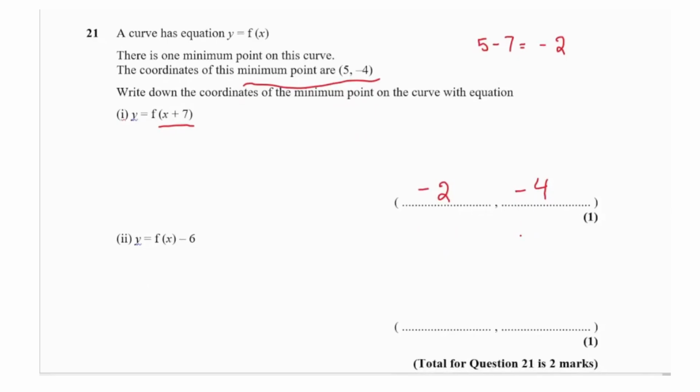Whenever we have f of x minus 6, it means there is a y change, so there's no change in x, the x value remains the same. And then we're going to do minus 4 minus 6, that gives us minus 10. So this coordinate will be minus 10. This is a 1 mark simple question. Let's move on to question number 22 now.